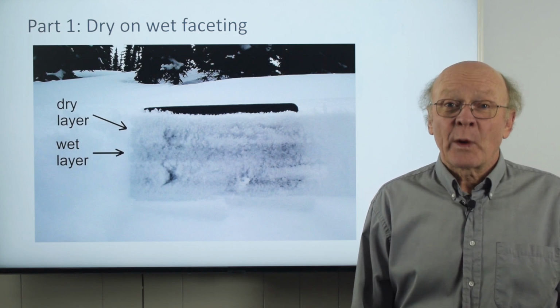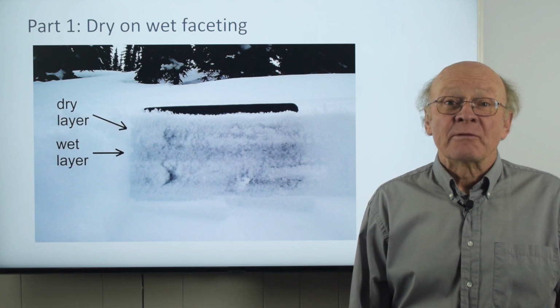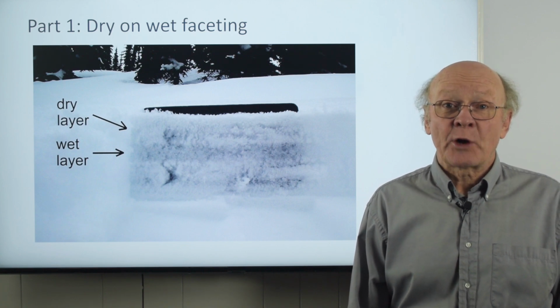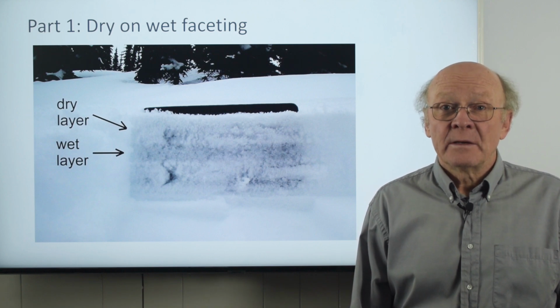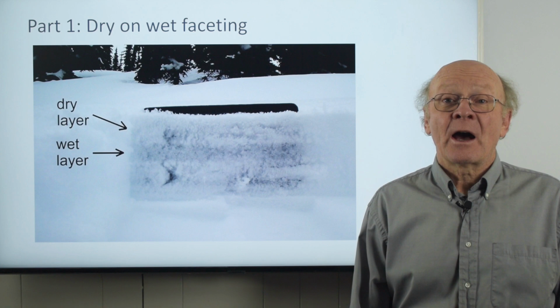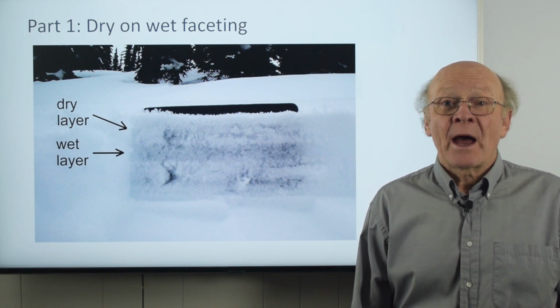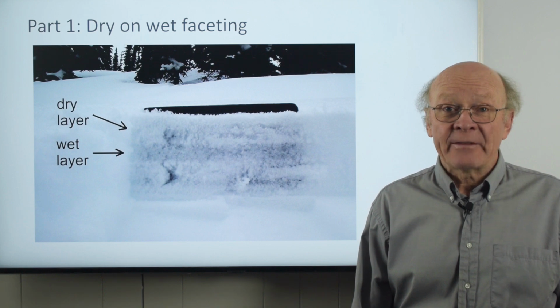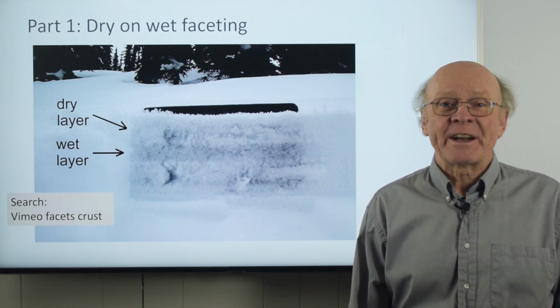The facets can form quickly within a matter of hours and often within a day, resulting in facets on a melt-freeze crust. The sequence of rain from a warm front, snow from a cold front, followed by cooling to a clear sky, can cause dry on wet faceting. For our video about the dry on wet process and resulting avalanches, you can search online for Vimeo Facets Crust.